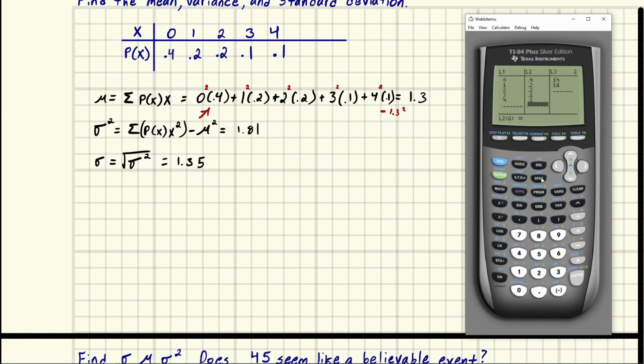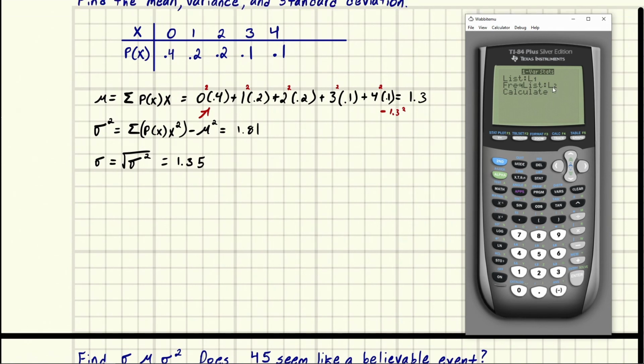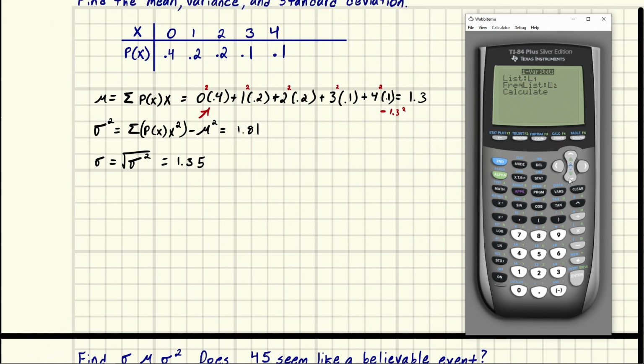Perfect. Now we're going to hit the stat key, and we're going to go over to calculate, one-var stats. So we're going to choose this one, and make sure your list for your x values is list 1, and your frequency list is list 2. And you can change the list. They're in blue here. So just hit the blue key and then hit the thing you want. So if I wanted to change this to like list 3, I would hit the blue key and hit list 3, like so. But I want it to be list 2.